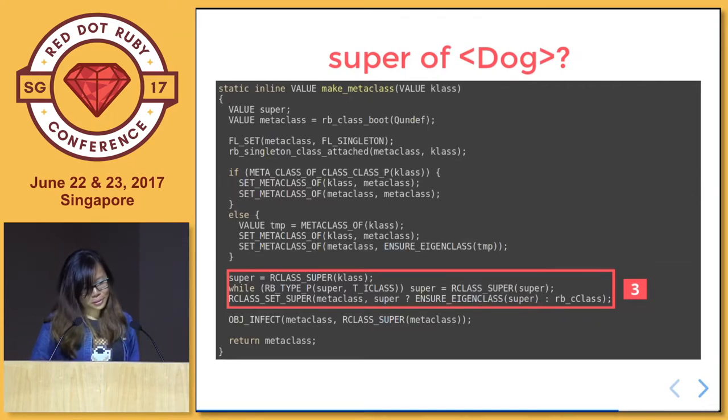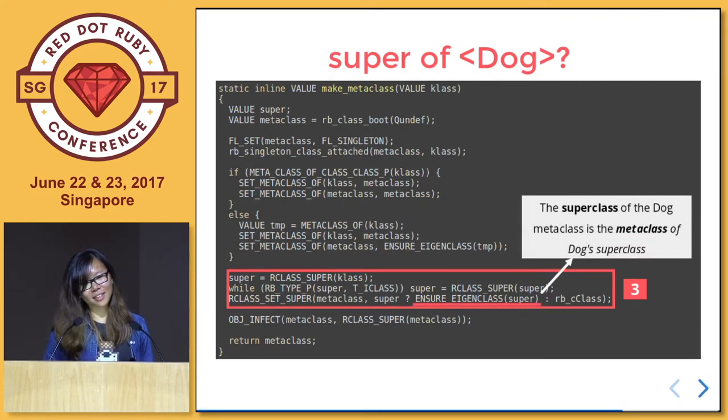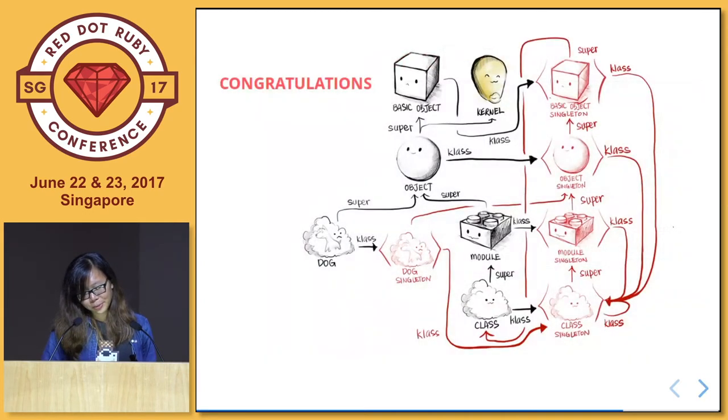And you notice that we actually haven't finished creating our Dog metaclass. We still have to set its super pointer. So finally, after creating all those metaclasses, we can come back and set the super pointer of our Dog metaclass. And the logic's the same, right? The superclass of Dog's metaclass is the metaclass of Dog's superclass. And so it's the metaclass of Object.